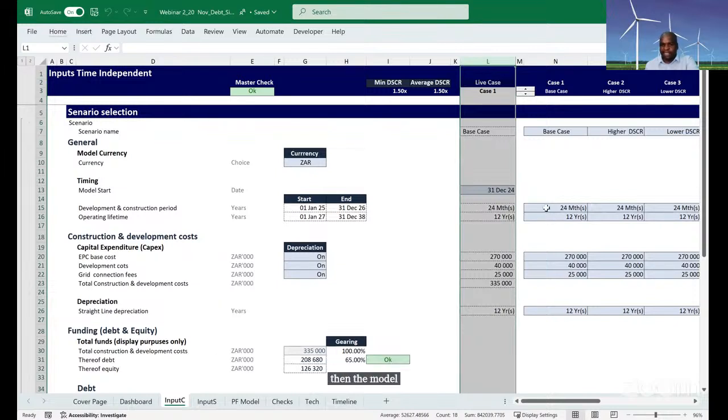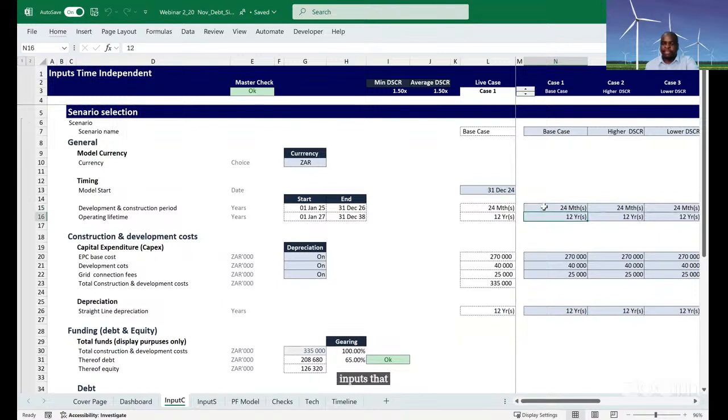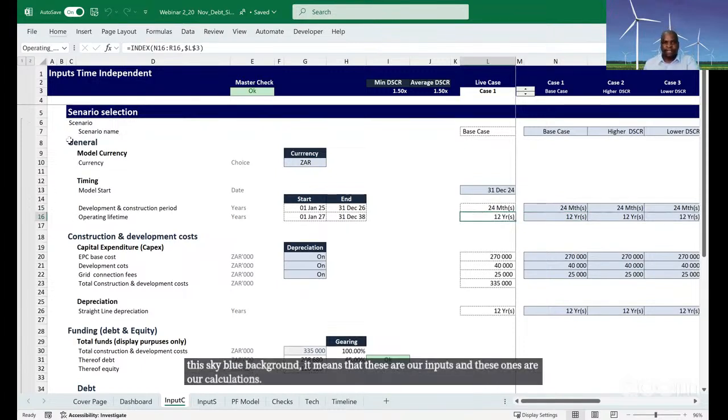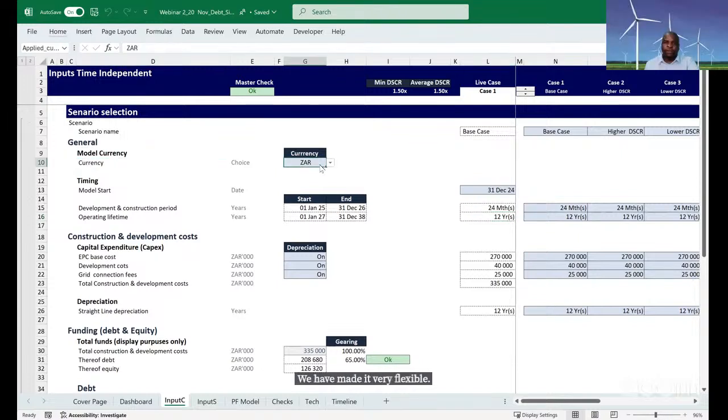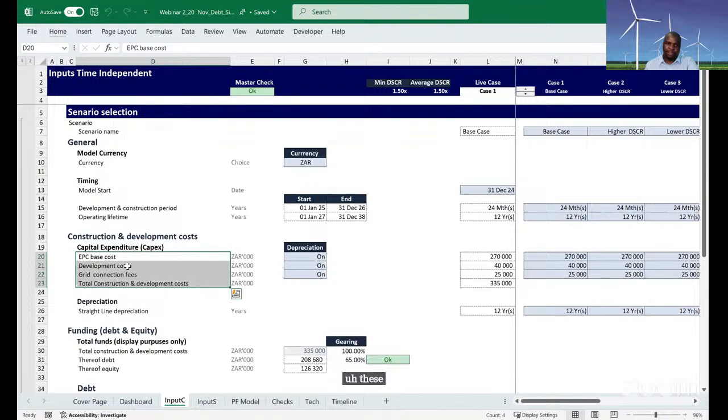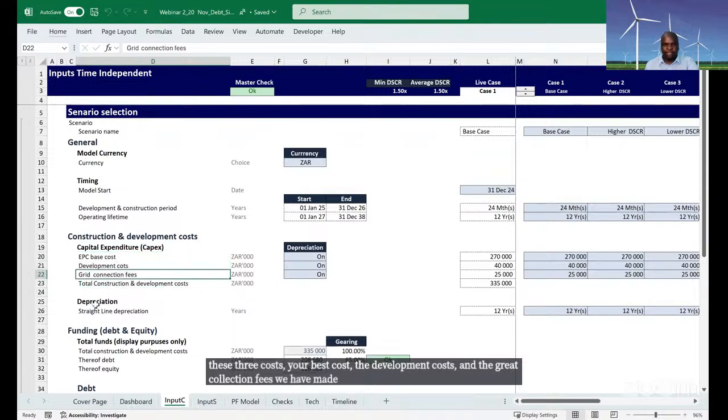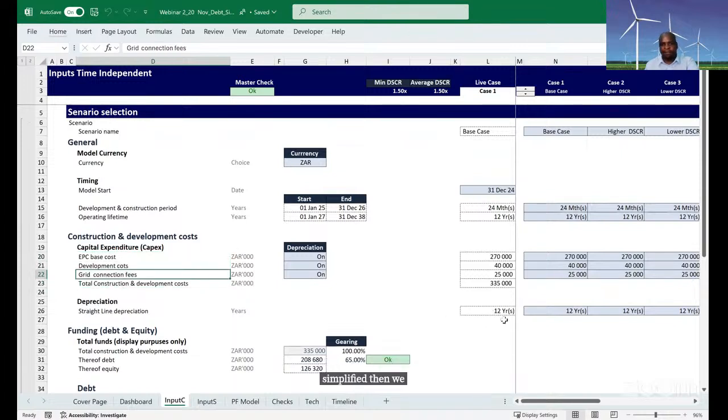You will see that there are some inputs that are painted with a sky blue background. It means that these are our inputs and these ones are our calculations, right? So we have made it very flexible. You can change any currency that you want there. Then our capex is made up of these 3 costs: your base cost, the development costs, and the grid connection fees. We have made it very simplified. Then we also put in some depreciation there. We are using the simple one, the straight line depreciation.